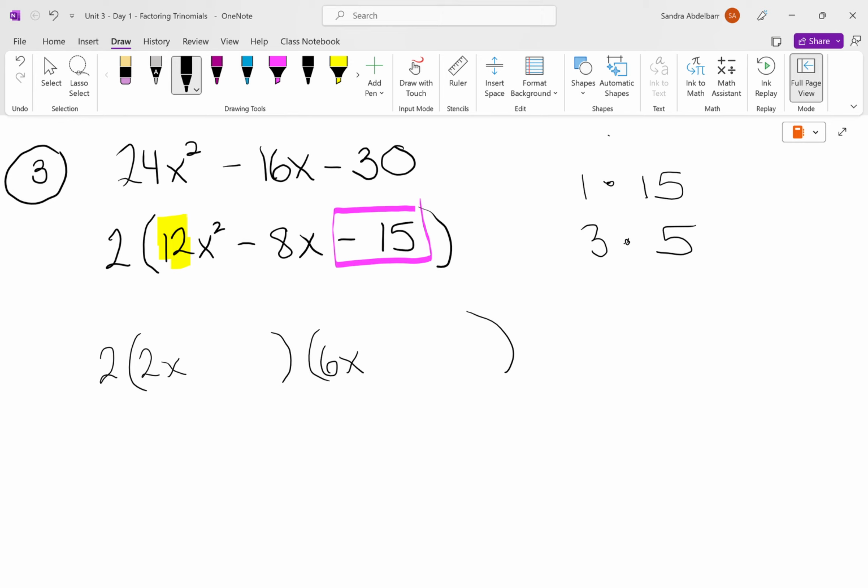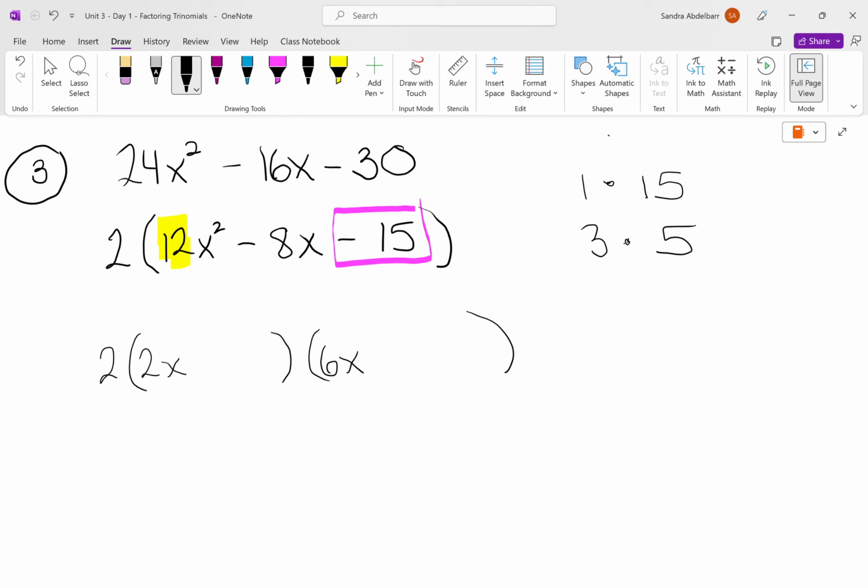If I take that 15 and I put it here, 2 times 15 is 30, right? And then 1 times 6 is 6. 30 and 6, any combination of that, will that ever get me 8? Never. So 1 and 15 are not my go-tos right now. Let's check 3 and 5.